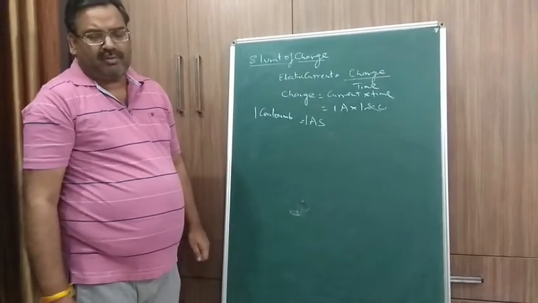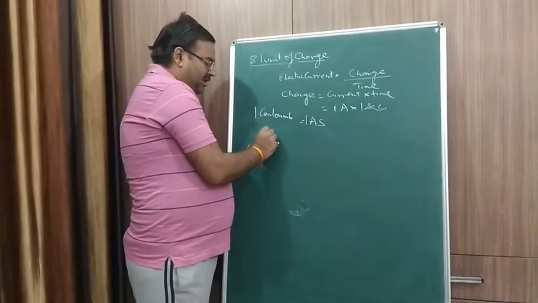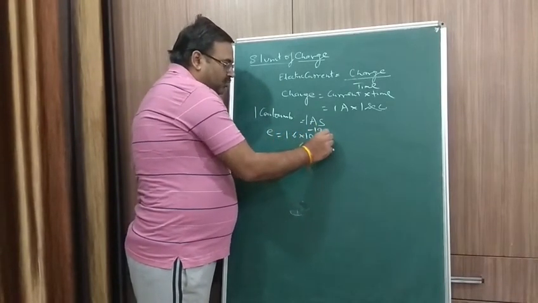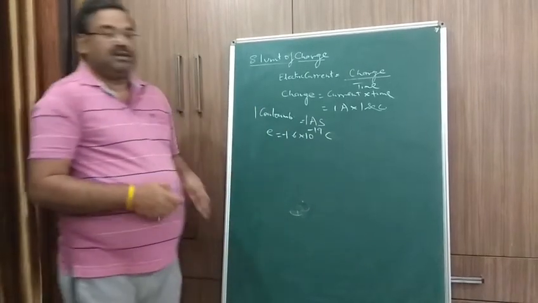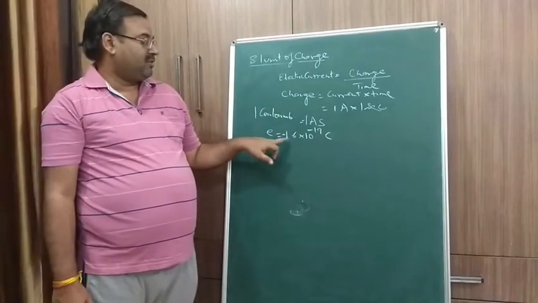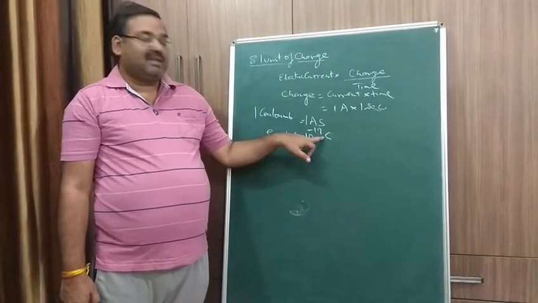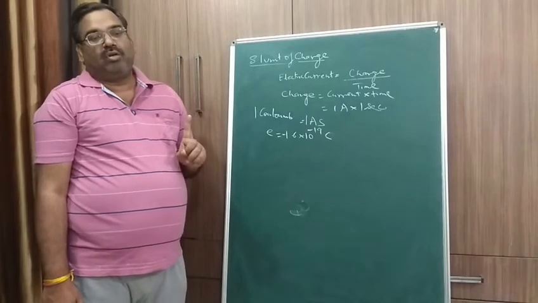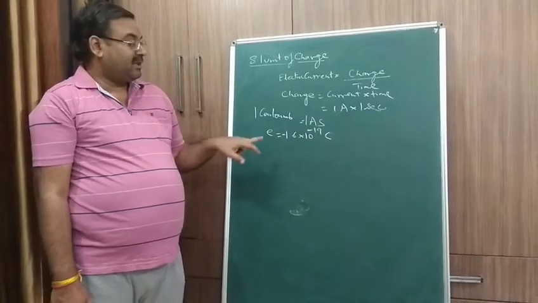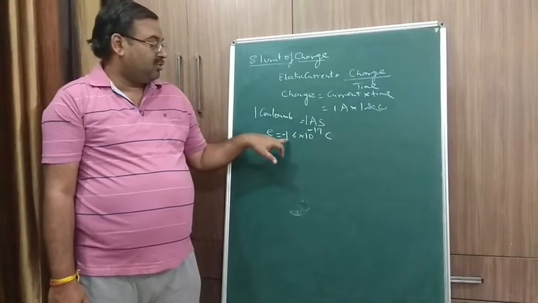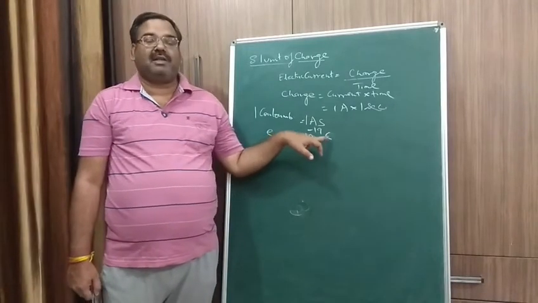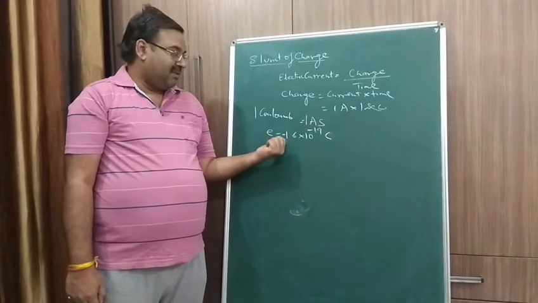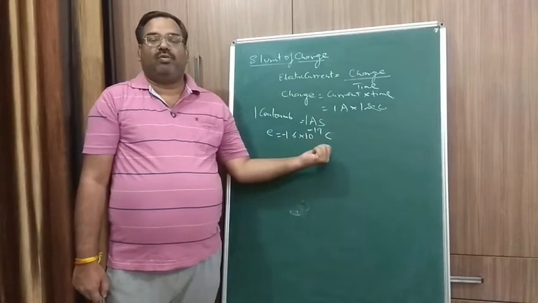Now, when you talk about the charge on an electron, the charge on a single electron is equal to minus 1.6 into 10 raised to power minus 19 coulomb. If an object acquires one extra electron, it becomes negatively charged, and the charge developed on that object is equal to minus 1.6 into 10 raised to power minus 19 coulomb. Or similarly, if an object loses one electron, then it will have the same amount of positive charge present over it.